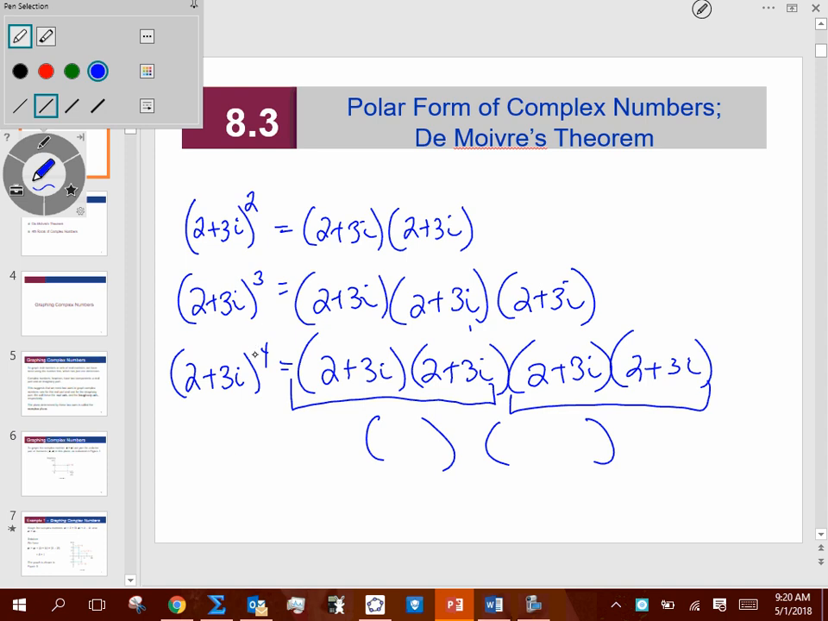But what happens if I want to do a power of 14? Would you want to have to write that out, FOIL that, and do all that multiplication? No. Okay. Now you can use kind of shortcuts like we did in that one, where if I go 14, I'll have basically 7 replications of 2 plus 3i times 2 plus 3i, and then I would have 7 binomials here to multiply together.